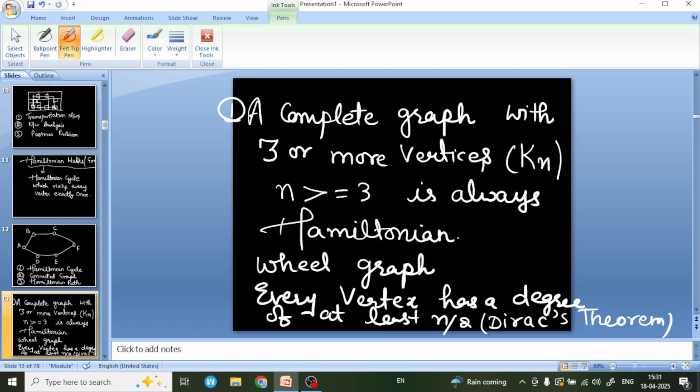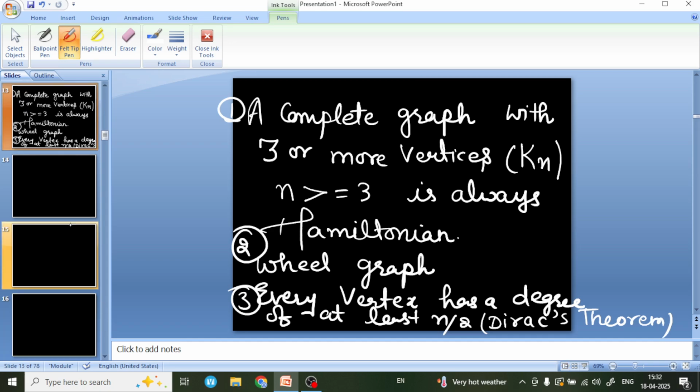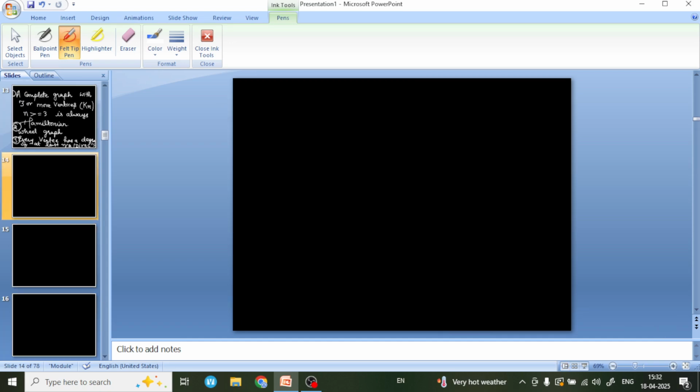These three points are examples of Hamiltonian graph. First, you should keep in mind when a complete graph has greater than or equal to 3 vertices, that is Hamiltonian, and there should be a wheel graph, and each and every vertex has a degree of at least n by 2 according to Dirac's theorem, then we can say that is a Hamiltonian graph.